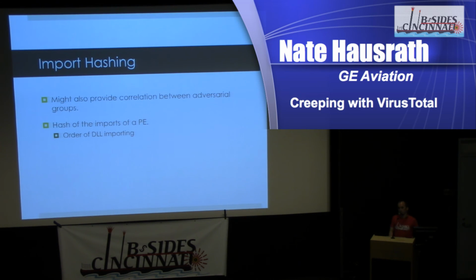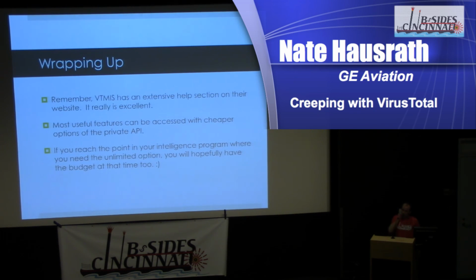Neither of these is really foolproof. Say your bad guys start submitting over Tor, or they can obviously change the order of their imports, that kind of stuff, but it can help you narrow down certain samples. To wrap up, obviously I love their help. It's really great. It tells you pretty much everything you can do, and it does it in a very nice, concise manner with code examples. I love examples because I'm not smart enough to write code on my own. No, I'm just kidding.